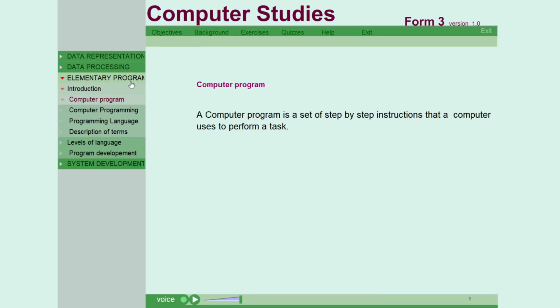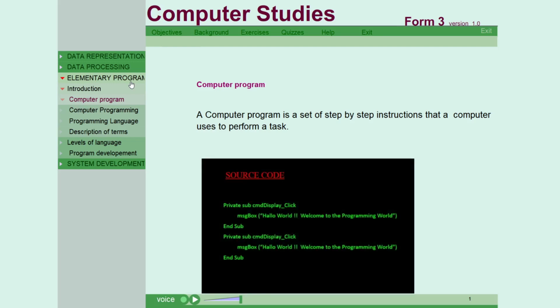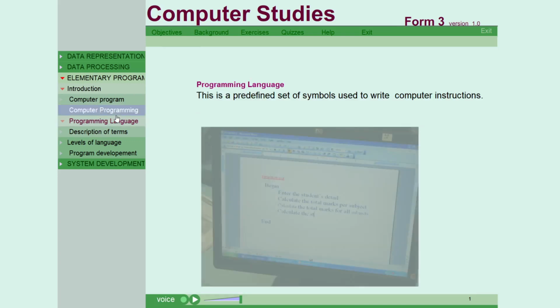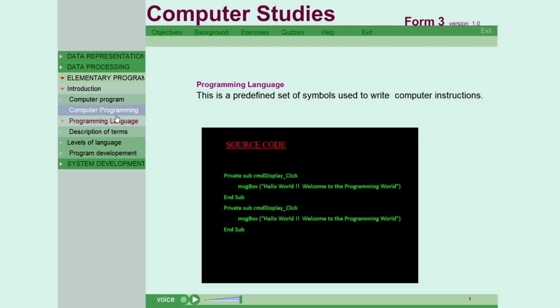Computer program. It is a set of step-by-step instructions that a computer uses to perform a task. Computer programming. It is the process of writing computer programs. Programming language. This is a predefined set of symbols used to write computer instructions.